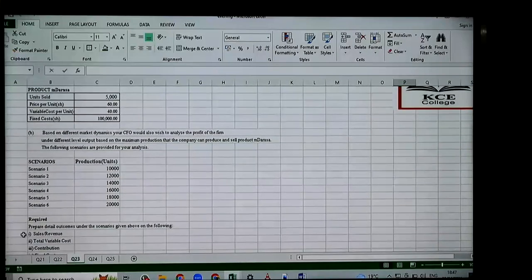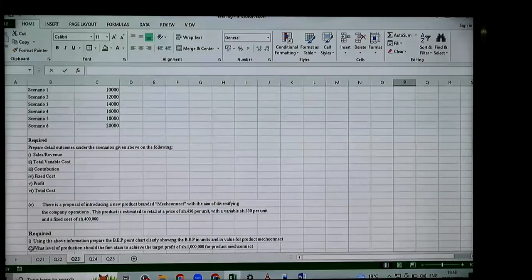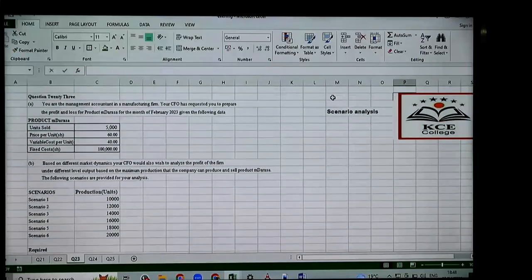So you've been asked to prepare a detailed outcome under each scenario given above on the following: the sales revenue, the variable cost, the contribution, and the fixed cost. Then there is a proposal of introducing a new product. Maybe let's work on the first two. So the first question was to prepare a profit or loss, the same way we have been preparing in the previous two lessons.